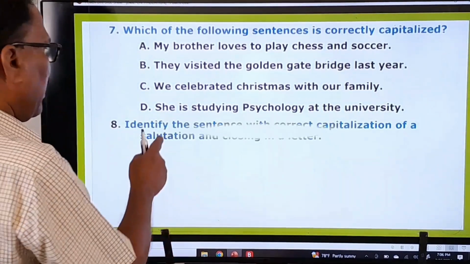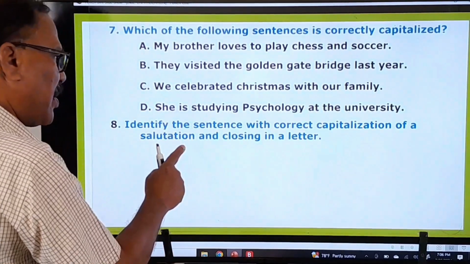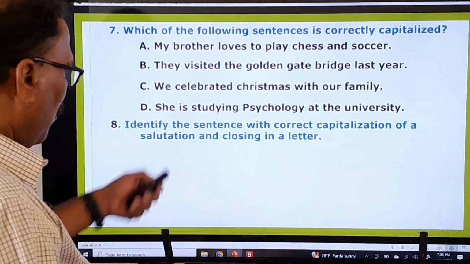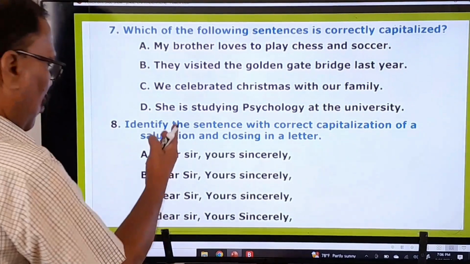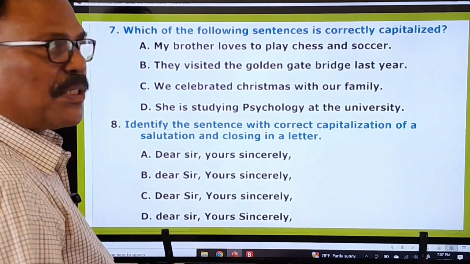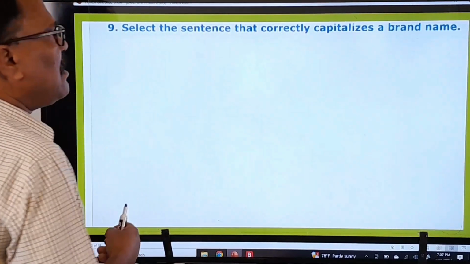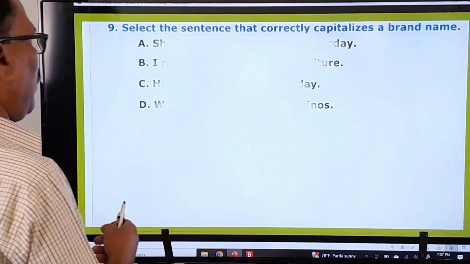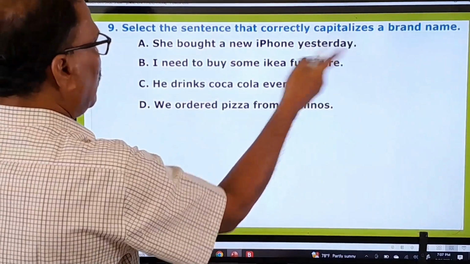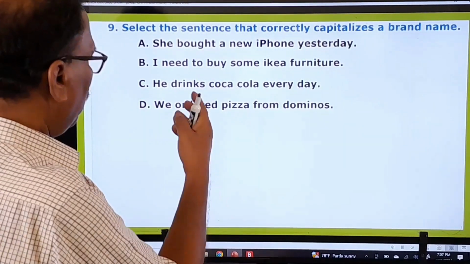In the next, identify the sentence with the correct capitalization of a salutation and closing in a letter. Okay, that also I have mentioned. Yes, all these four options are given. You please choose the correct one. Now let's move on to other questions. Select the sentence that correctly capitalizes a brand name. Okay, she bought a new iPhone yesterday. Four options are given. Yes, and you have to choose the right one.